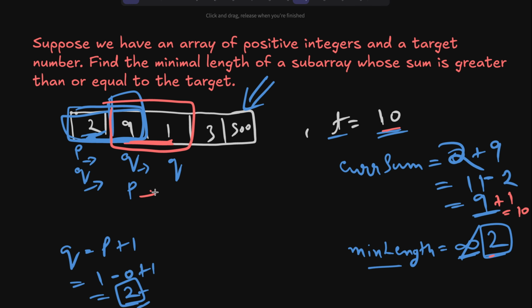So I will again shift the p. So p will be here and I will remove 9 from this 10. So the current sum is 10 right now. I will remove 9. It will become 1. And 1 is not greater than or equal to 10. So it is not a valid window.